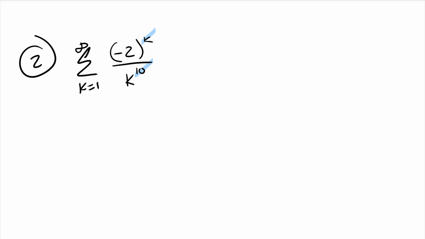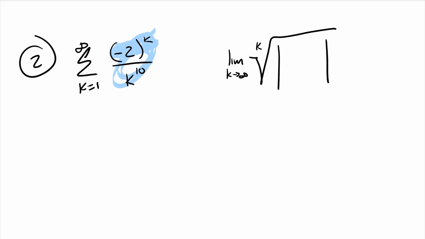Okay, well, it says to do the root test, so I'm going to do the root test. It tells us to take the limit as k goes to infinity of the kth root of the absolute value of this stuff. So this is our negative 2 to the k over k to the 10th.